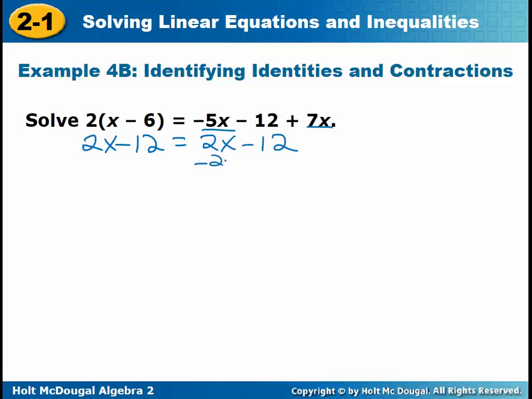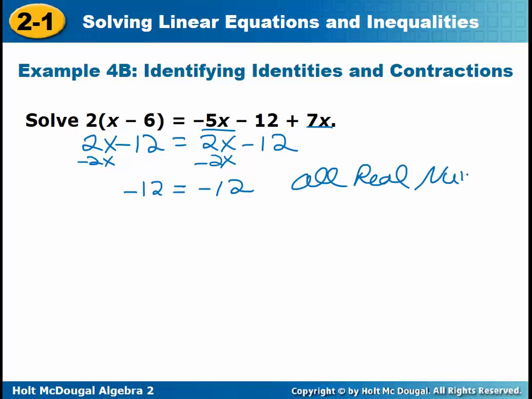They'll say, okay, now I got to subtract 2x from both sides. Now 2x minus 2x is 0. You don't write down 0. You don't write down anything. The variable is gone. On this side, 2x minus 2x is also 0. You don't have to write that down. You just write negative 12. Now negative 12 is equal to negative 12. Now I can say all real numbers, because this is an identity. Identity is when you get something equal to something else that's true all the time.